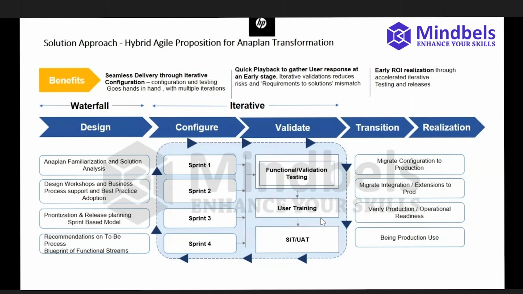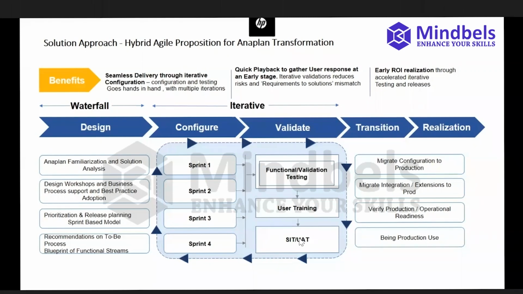Once the user training is completed, we need to perform the UAT or SIT. UAT means user acceptance testing, and SIT is system integration testing. Have you heard about the words UAT and SIT? No? Okay. No.